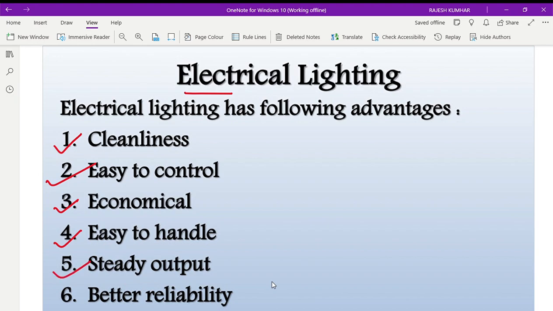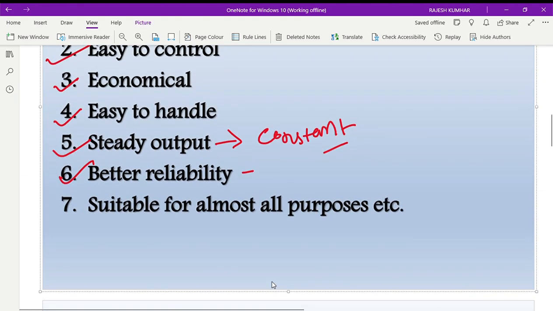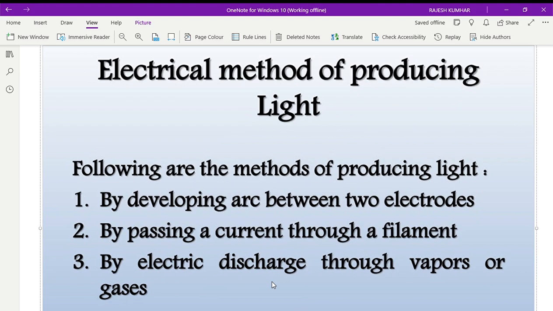Fifth point is the steady state output, we are getting constant outputs. Sixth point is better reliability. Seventh point is that it is suitable for almost all purposes. Already we talked about these things. Electrical lighting is used everywhere nowadays for day-to-day life purposes.